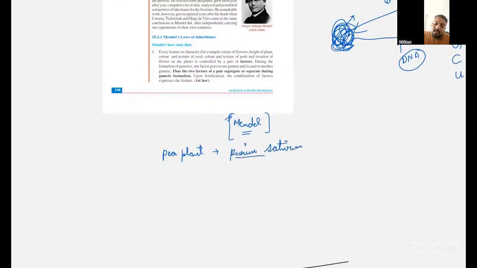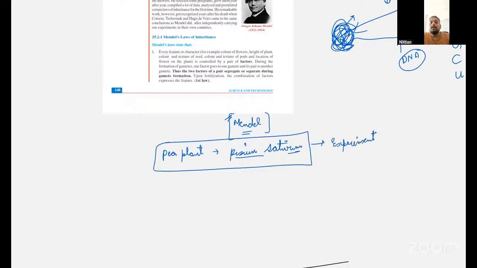Pisum sativum, and he did experiment in it. He took it and did experiments in it. Now, first of all, we'll understand some of the things before going deep into this chapter. First thing is chromosome, which is a condensed form of DNA that we learned.